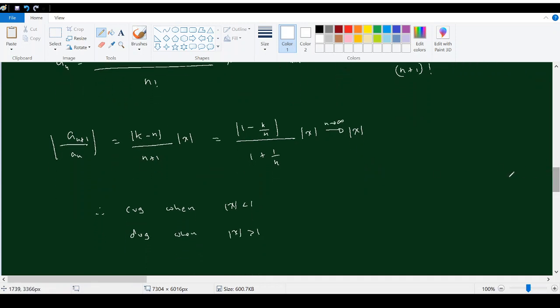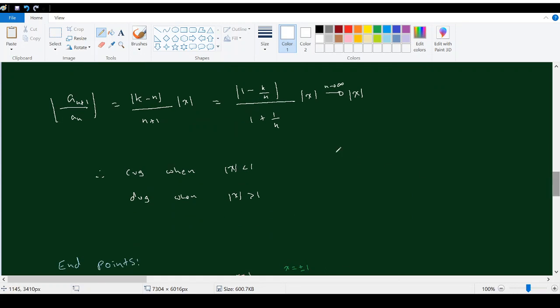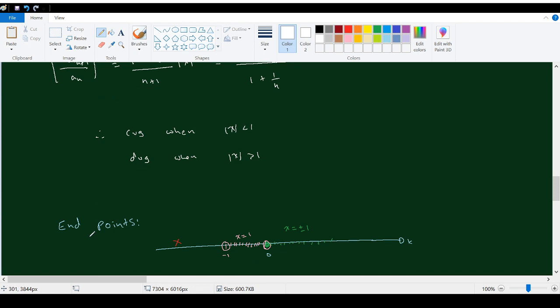So from the theory of ratio tests, we can say that the series will converge for the values of modulus of x strictly less than 1, and diverge when the modulus is greater than 1. That is from the ratio test. And then how about the endpoints? Now the convergence at the endpoints will depend on the value of k.